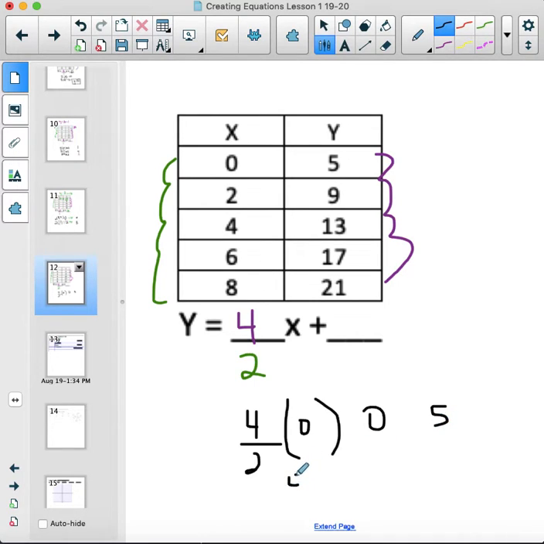And if I take 4 over 2 and try another value, plugging in 2, well, 4 times 2 is 8, divided by 2 is 4, but I need 9. So you can kind of see that I'm going to have to add something, which in this case is 5. Now you can write this as 4 over 2x plus 5, or you can write it as 2x, because 4 over 2 simplifies to 2.